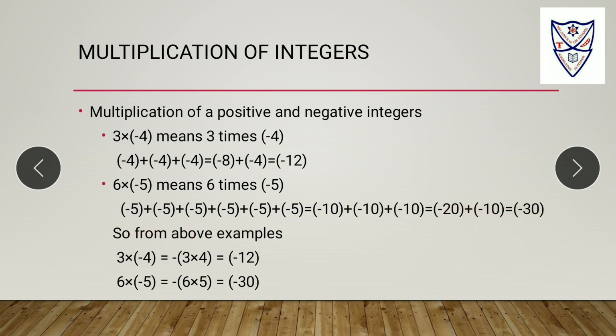So from the above examples, what we have learned is that 3 multiplied by minus 4 is equal to, we are taking this minus sign out, and in the bracket we are writing the integers as whole numbers, that is absolute values. That is minus, in the bracket 3 multiplied by 4, and 3 multiplied by 4 is equal to 12. So the answer is minus 12. Same as 6 multiplied by minus 5. Minus we are taking out, and inside we will write 6 multiplied by 5 as whole numbers. So minus, in the bracket 6 multiplied by 5. So the answer is minus 30.